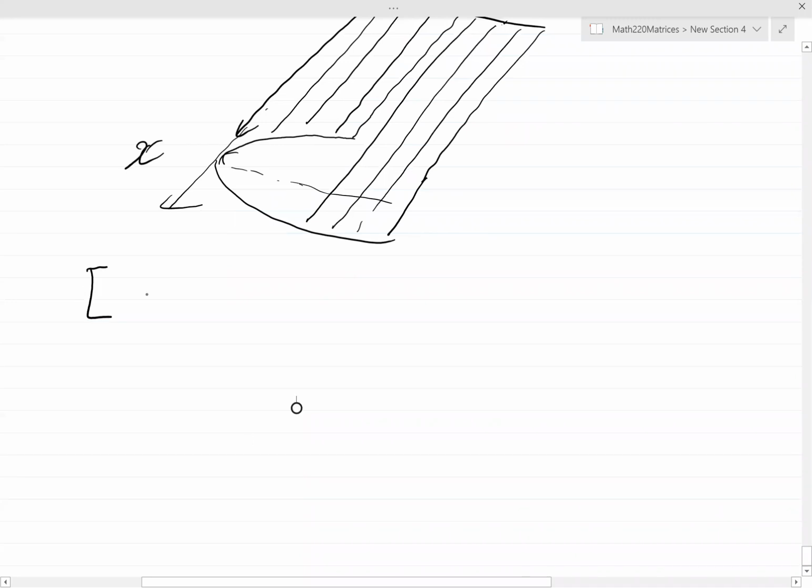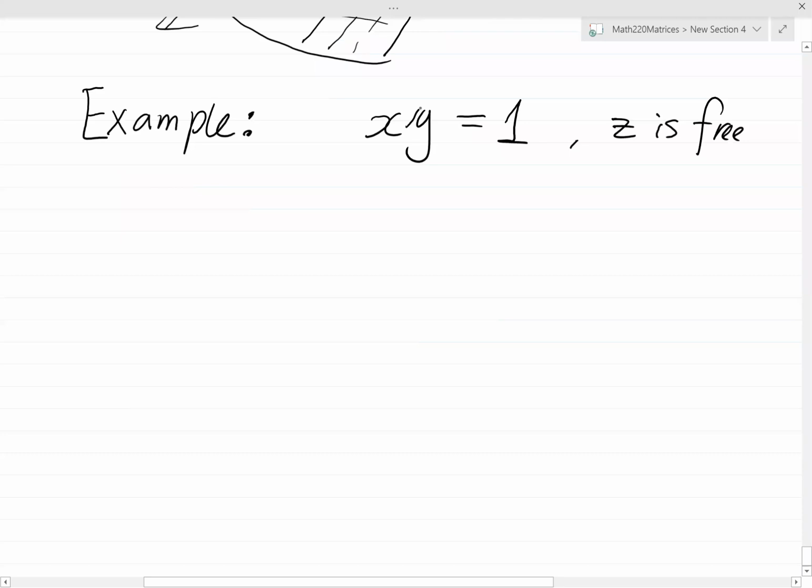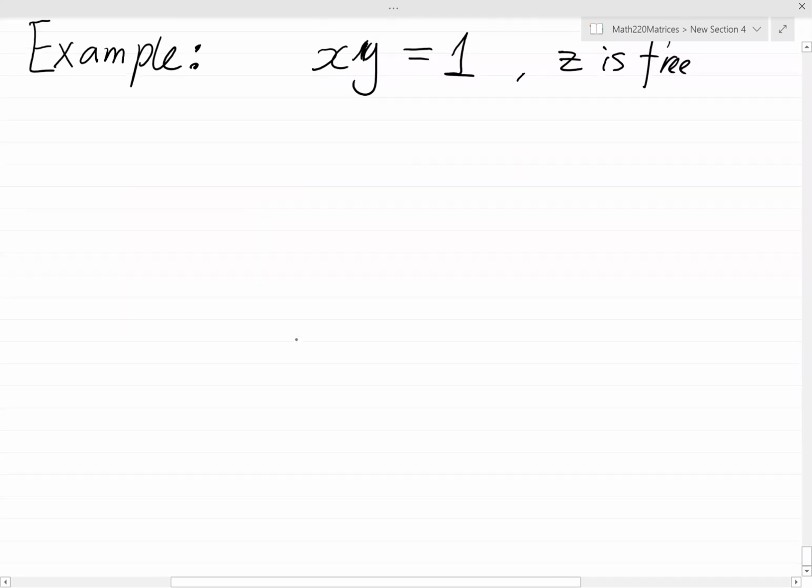Another example: xy equals 1. Here z is free. Z is free means we can lift up or down. So xy equals 1 is a hyperbola. We write it in the xy plane, this is the x, this is the y.